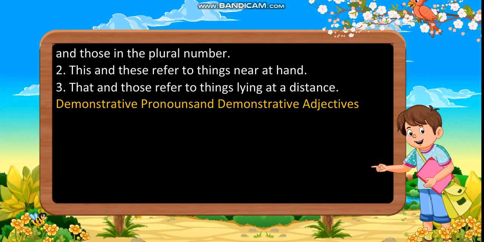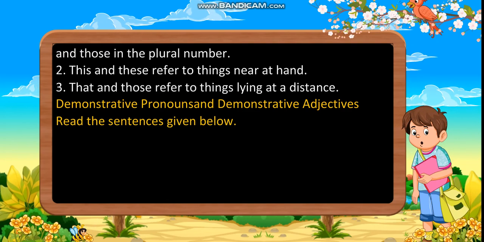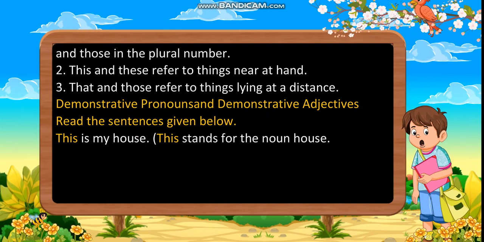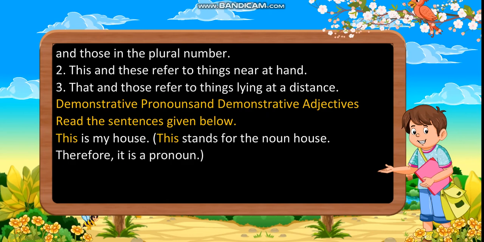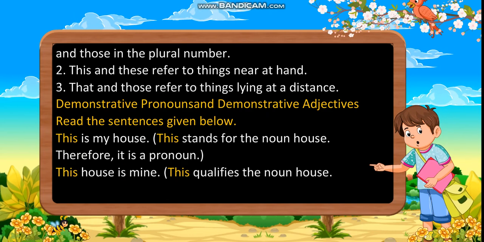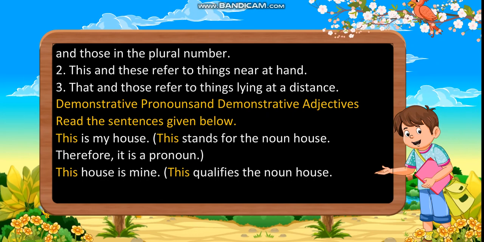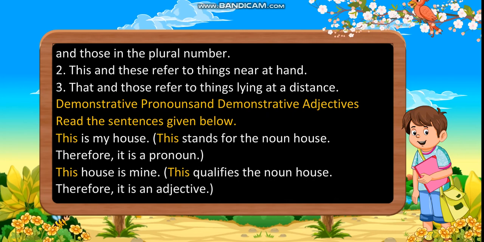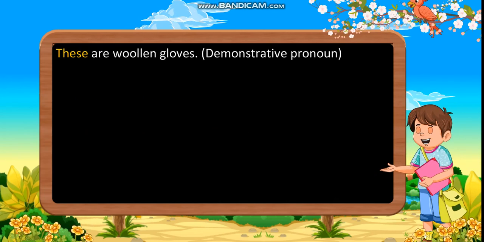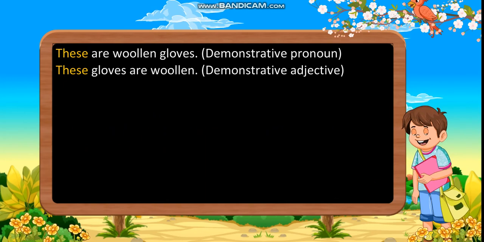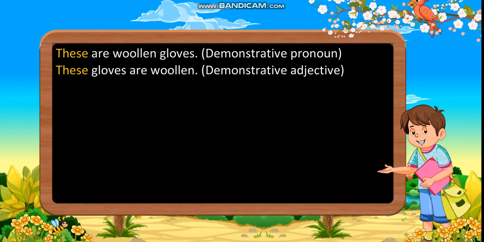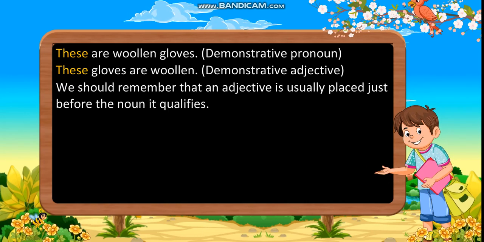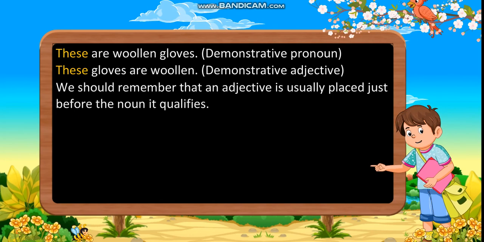Demonstrative pronouns and demonstrative adjectives. Read the sentences given below. This is my house. This stands for the noun house. Therefore, it is a pronoun. This house is mine. This qualifies the noun house. Therefore, it is an adjective. These are woolen gloves: demonstrative pronoun. These gloves are woolen: demonstrative adjective. We should remember that an adjective is usually placed just before the noun it qualifies.